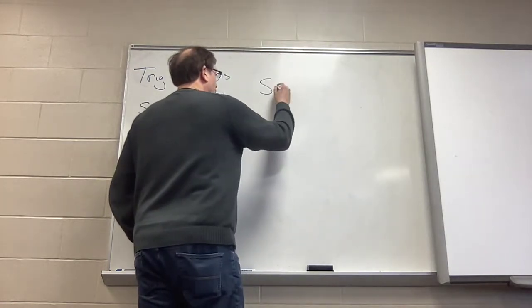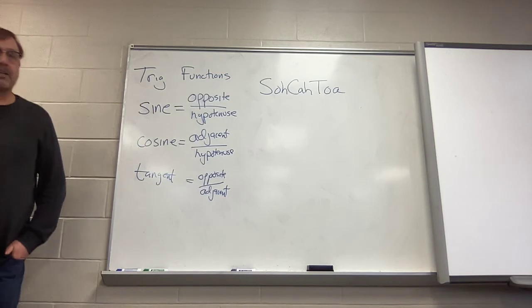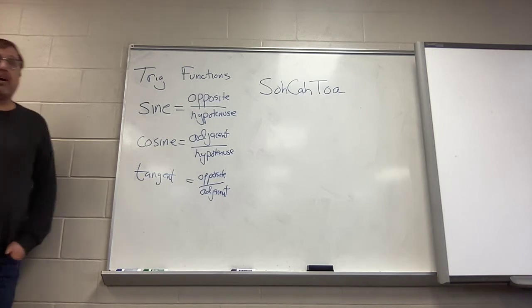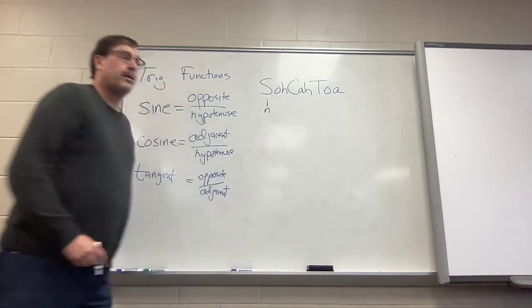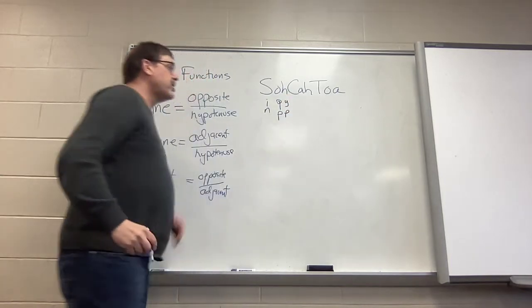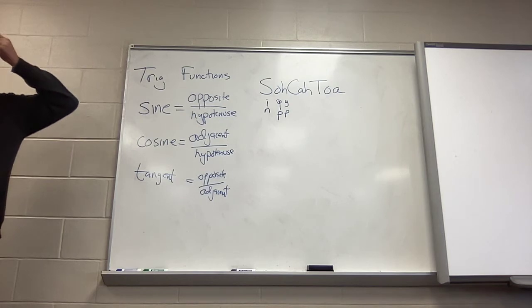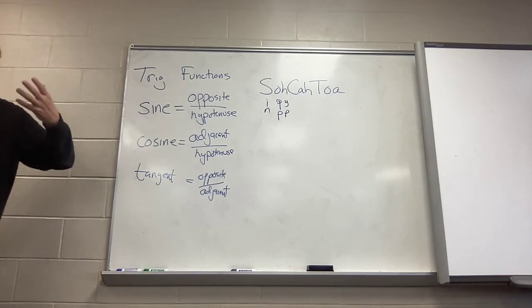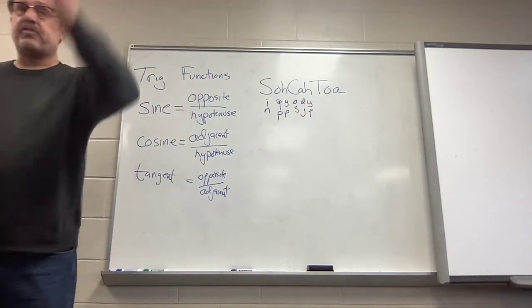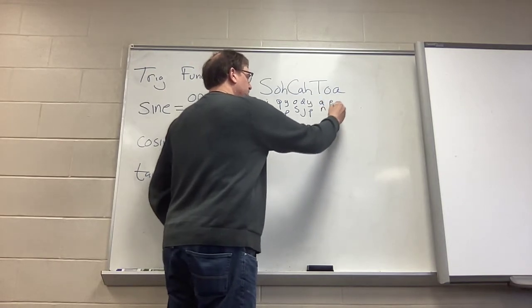The word I was hearing was Toa. If you'd write that down, because what that's going to help you is S can stand for sine, O can stand for opposite, H can stand for hypotenuse. Oh my goodness, so opposite over hypotenuse. That could help you remember that sine is opposite over hypotenuse. Cosine is adjacent over hypotenuse. CAH: cosine, adjacent, hypotenuse. Tangent is opposite over adjacent.